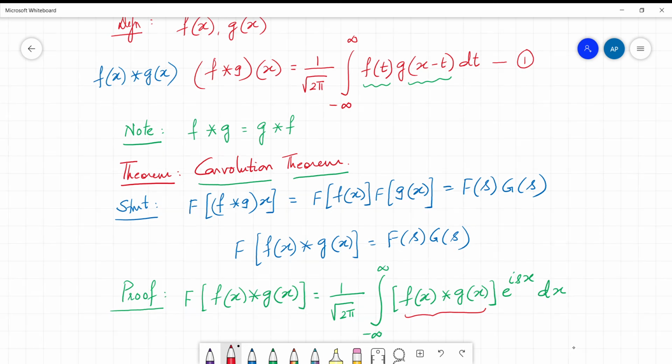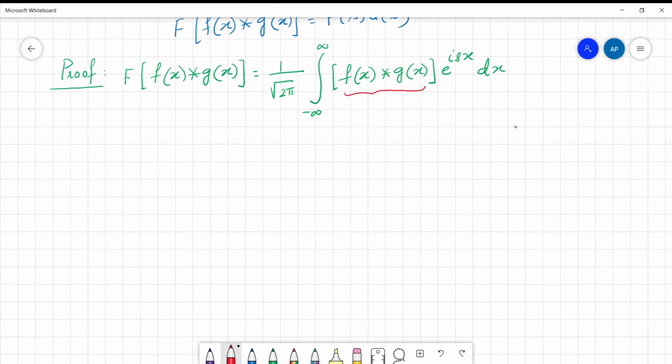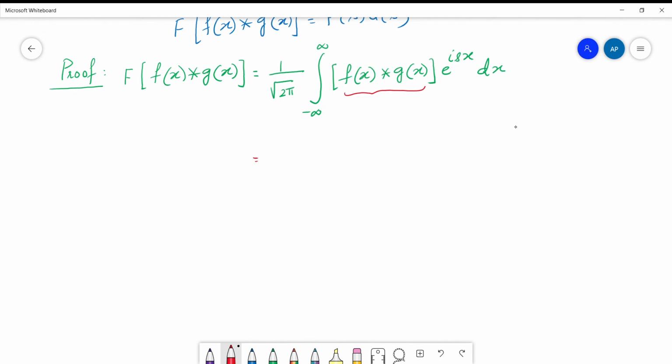So let's proceed and rewrite it here and see what happens. This becomes 1 by root 2 pi integral minus infinity to infinity as it is. Now what are we writing? We are writing that definition in this place. So let me put a bracket there and rewrite the definition of the convolution as 1 by root 2 pi integral minus to plus infinity.